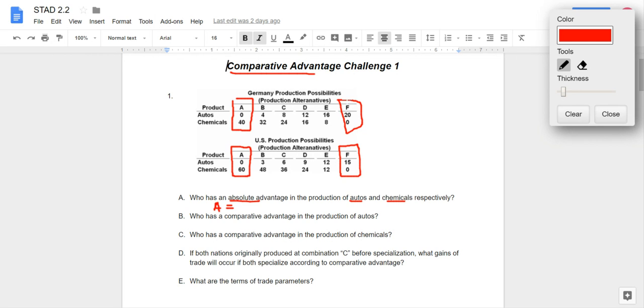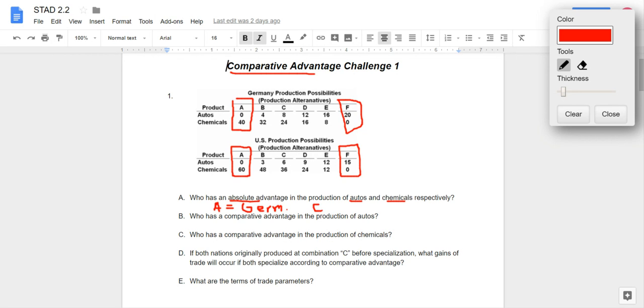So our auto side is F. That's where we're producing only automobiles and no chemicals right here, right? So for F, who is actually able to produce more automobiles if they spend all of their resources doing it? The correct answer is Germany, right? Right here, Germany can produce 20. The United States can only produce 15. So Germany is the correct answer. So I'll put Germ here. Sorry again for my mouse writing, not very good at it.